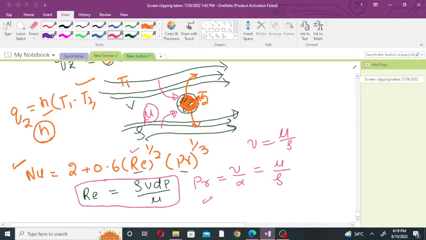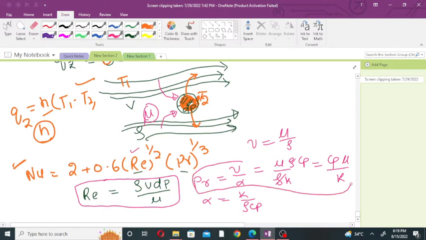What is thermal diffusivity? Thermal diffusivity is the thermal conductivity divided by the density of the fluid times the specific heat of the fluid. So k divided by rho Cp, and the rho cancels out. So Cp times mu divided by thermal conductivity is nothing but the Prandtl number. If you know these terms, you will determine the Prandtl number. Now put the Prandtl number and Reynolds number in this correlation, and you will determine the Nusselt number.